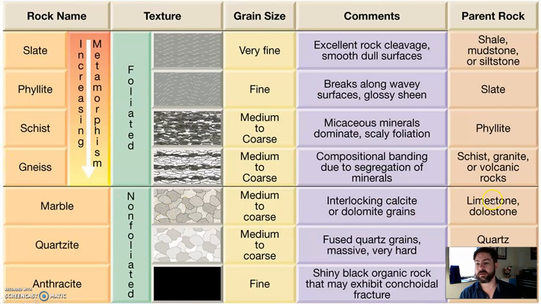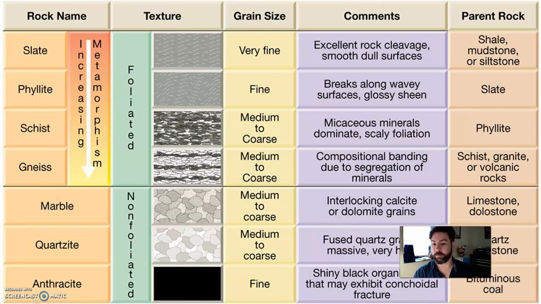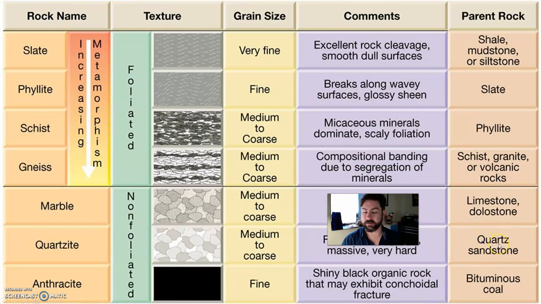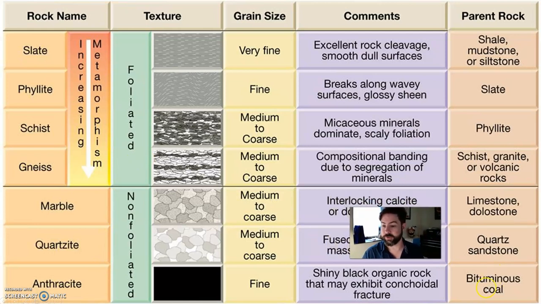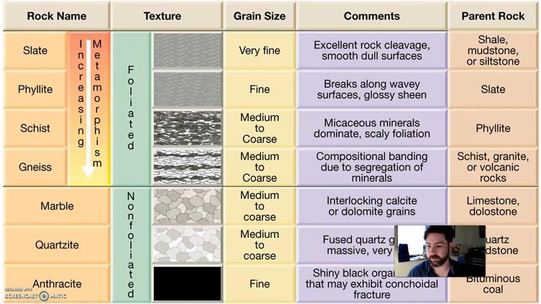Interesting. Limestone, a type of chemical sedimentary rock, dolostone, very close to limestone. Apply heat and pressure, you get marble. You take quartz sandstone, a lighter colored sandstone. You take sandstone, apply heat and pressure, you get quartzite. And then you take bituminous coal, which is a sedimentary rock. You apply heat and pressure, it changes to become anthracitic coal. Bituminous coal, a biogenic sedimentary rock.